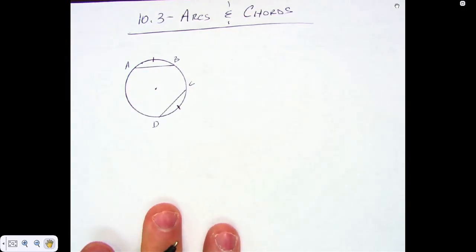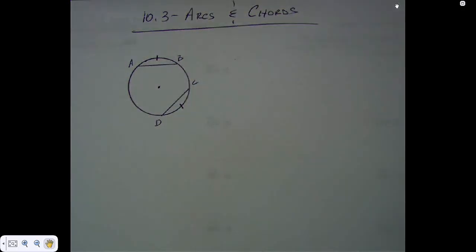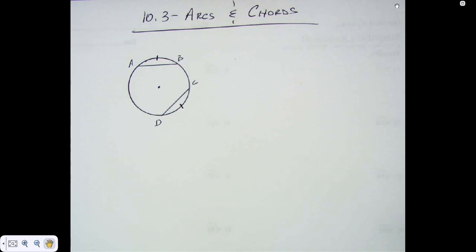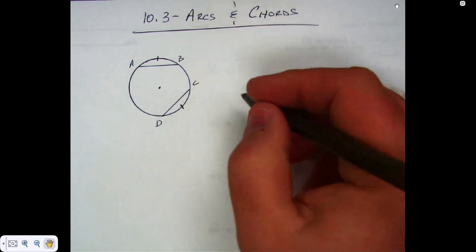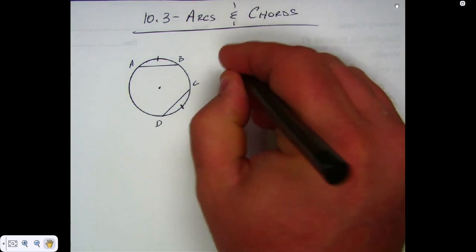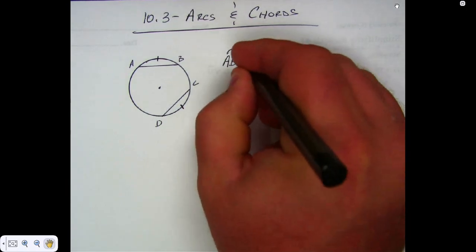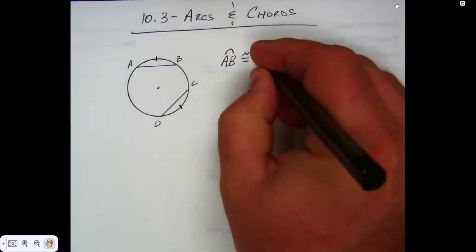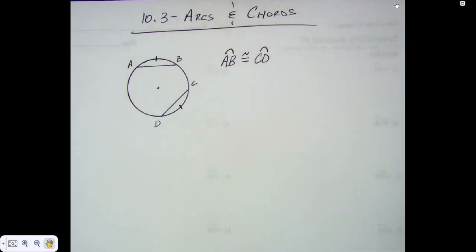What do you think that mark means right there? So what am I saying? But I put it on the arc. So how do you think I'd write that? I'd write arc AB is what? Congruent to arc what? CD. So that means their measures are equal, and actually their lengths are equal as well.